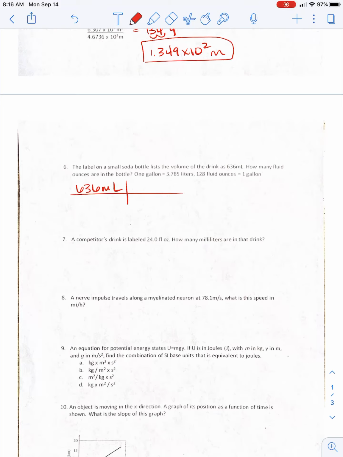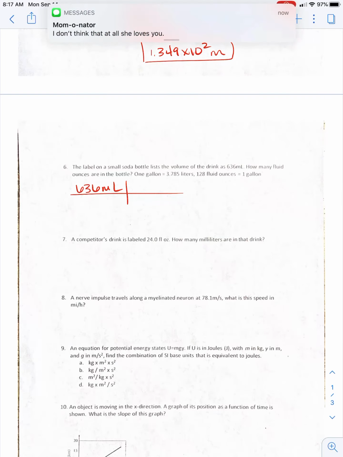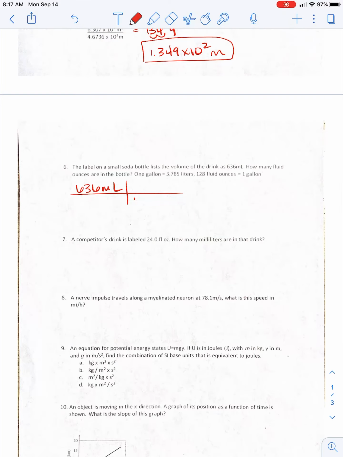And what I would do is go from 1,000 milliliters to 1 liter, and then 3.785 liters to 1 gallon, and then 1 gallon is 128 fluid ounces. And then go through and you can cross out. So this is just your classic dimensional analysis. You just kind of have to see what you have and what you need.